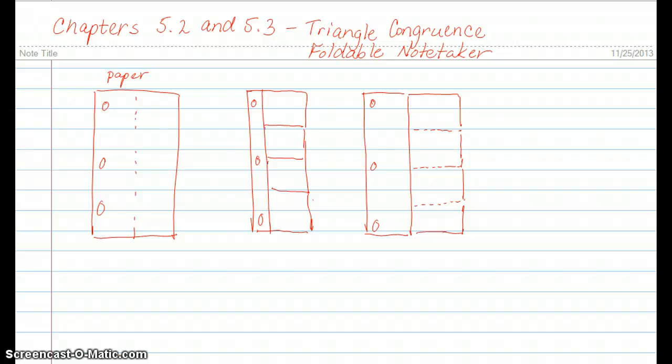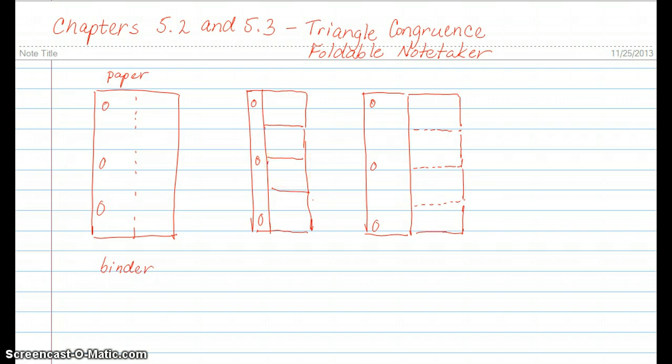All right, this is about your chapters 5.2 and 5.3 note taker. For triangle congruence, it's going to be the foldable note taker. So you start with your binder paper, put the holes on the left. You're going to fold it over basically halfway, but when you fold it over, you're going to not cover up the holes. So it's going to be a little bit different in that aspect.